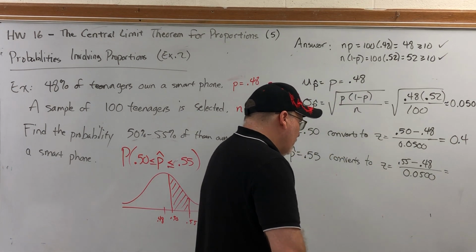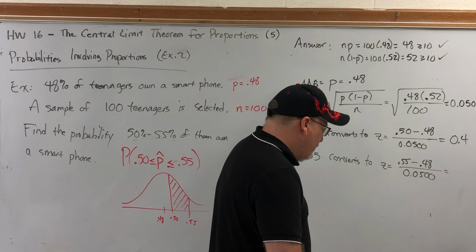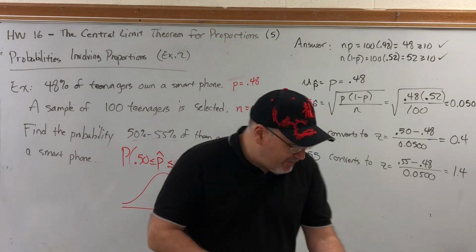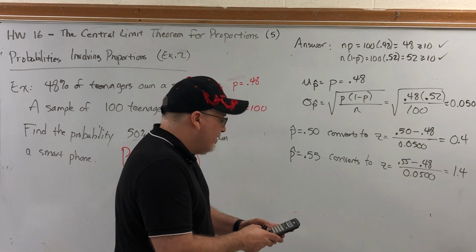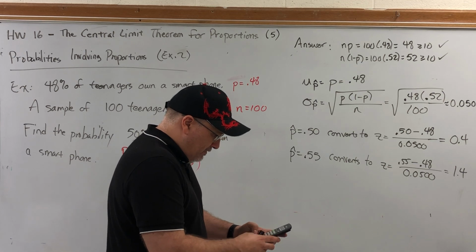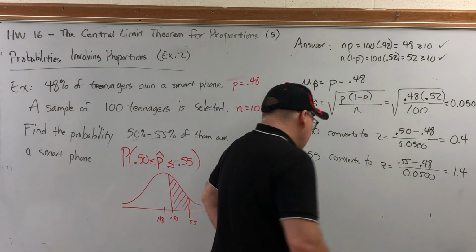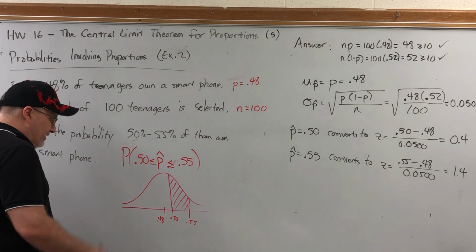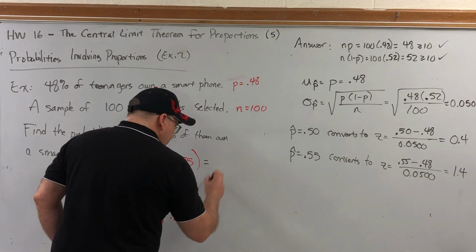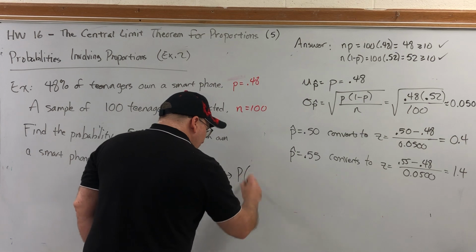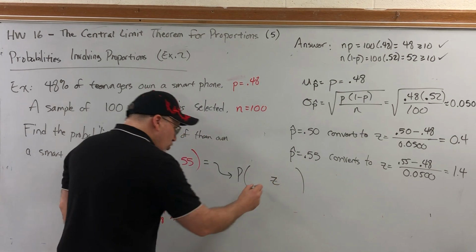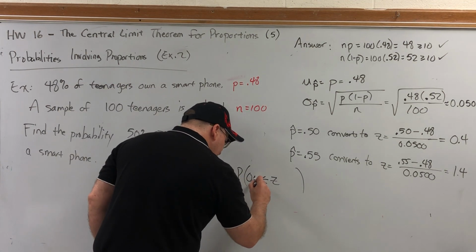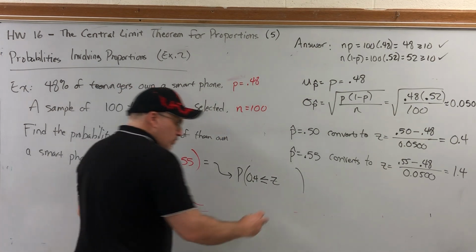Let's see if I can go 2 for 2. This should be 1.4. But, not to be arrogant, I would rather be precise. 1.4. So what does that tell us? That tells us that the answer to the question that we're looking for is equal to the probability that z is between this guy's z value, which was 0.4, and this guy's z value, which was 1.4.